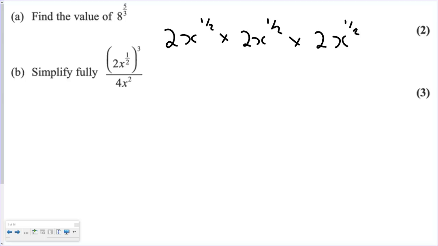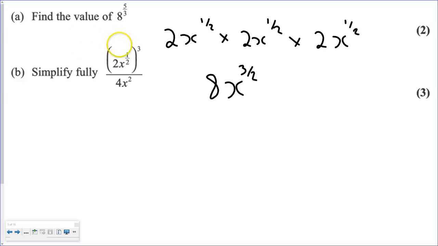So looking at the numbers, well, 2 times 2 times 2, 2 cubed is just 8, and then dealing with the variables, I've got x to the power of half times x to the power of half times x to the power of half. Remember, you're going to add those powers together there, which will just be x to the power of 3 over 2. So in all, it'll be 8x to the power of 3 over 2.